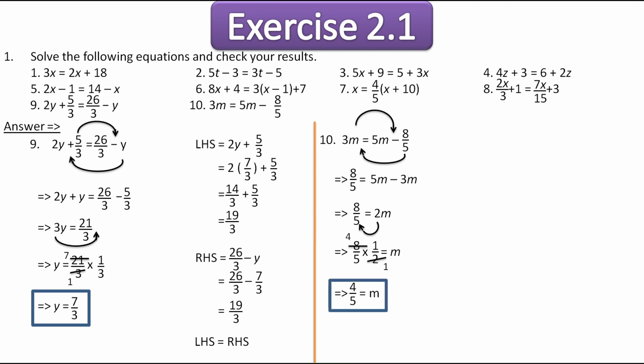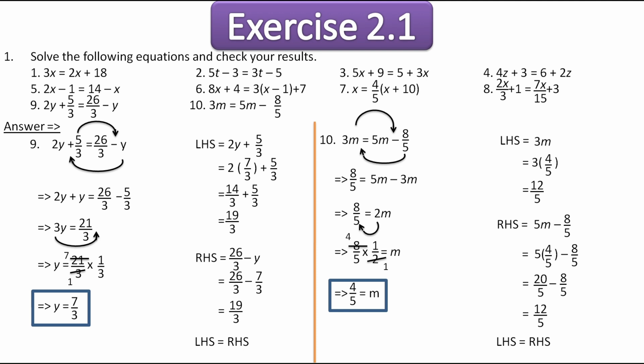Okay, now let's put the value of m in the LHS part, that is 3m. So 3 into 4 upon 5 can be written as 3 fours are 12 upon 5. Now we have the RHS part is 5m minus 8 upon 5. So m is 4 upon 5. So here 5 fours are 20 upon 5 and 8 upon 5. Now denominators are same. So we will subtract. 20 minus 8 is 12 upon 5. So we got LHS is equal to RHS. That means our solution is correct.